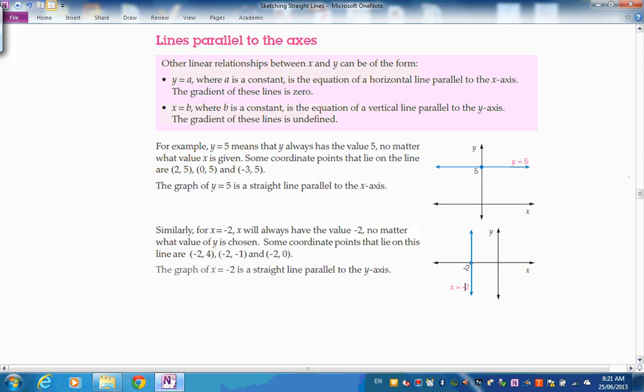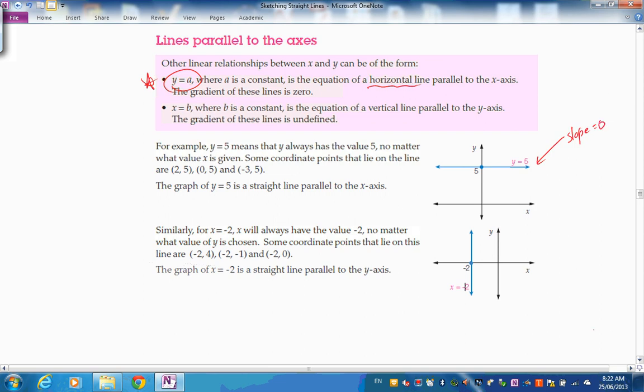Lines parallel to the axes. Well, these are friendly creatures because, as we said before, if y equals a up here, then the line is going to be horizontal. Because y doesn't change. Y equals a. A is a constant we're saying here. And this is going to be constant. And the slope or the gradient, as we said before, was 0. Not 6. Looks like a 6, mate.